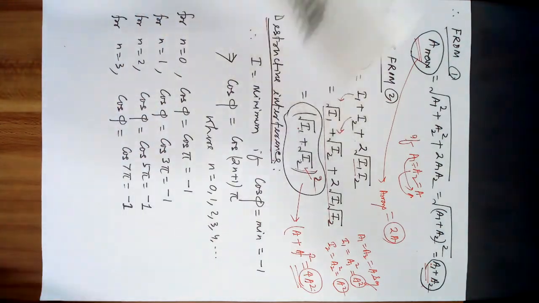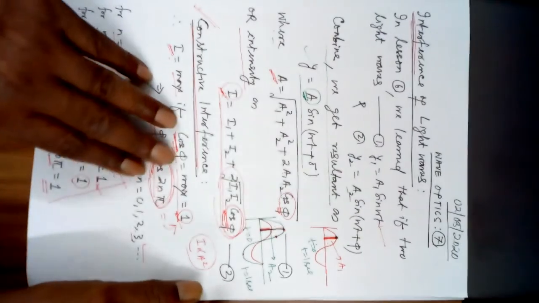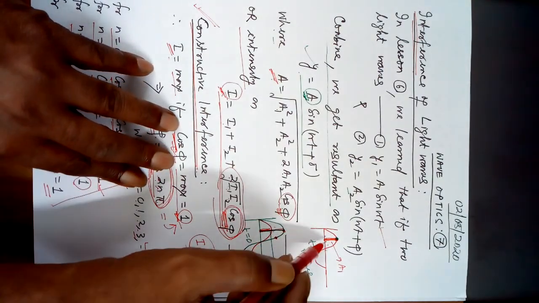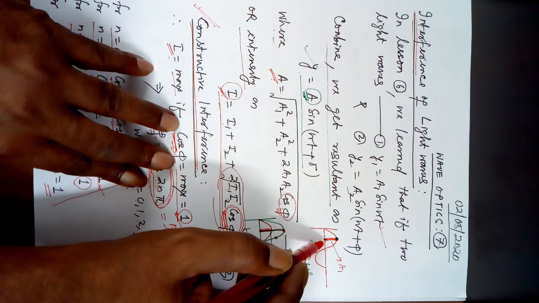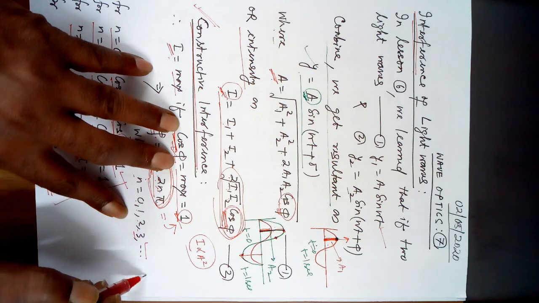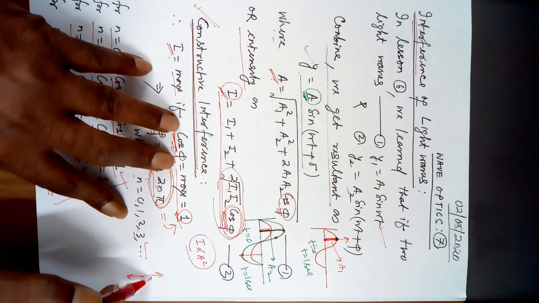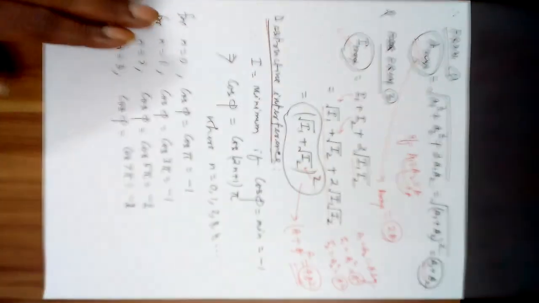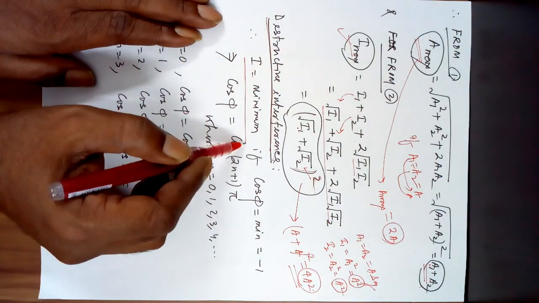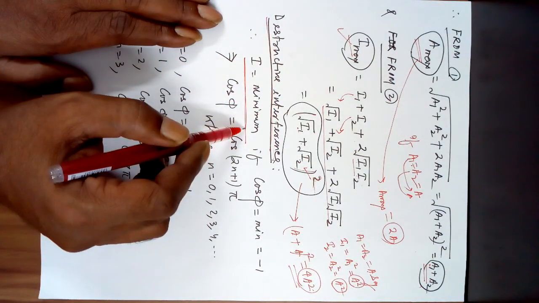Destructive interference is taking place means this point is combining with this point. The amplitude of this wave is to this side, the amplitude of this wave is to this side, so they are in opposite directions, so it is subtracted. So that is called destructive interference. Now if I is minimum, then it is called destructive interference.